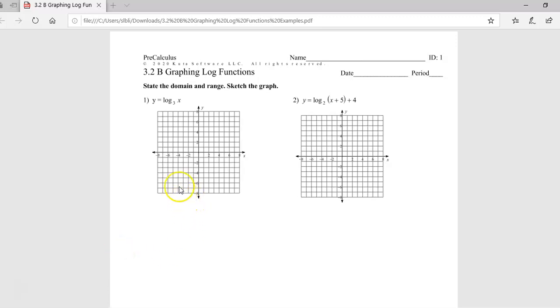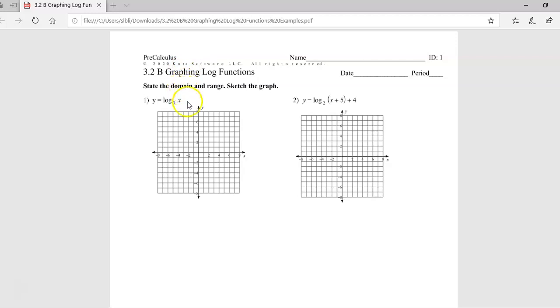All right, so today we're looking at 3.2b graphing log functions. This is the last section before we have a test. But tomorrow is the reward day, so you won't have any new assignments. Monday, you'll have a review of 3.1 and 3.2, and then Tuesday a test on it.